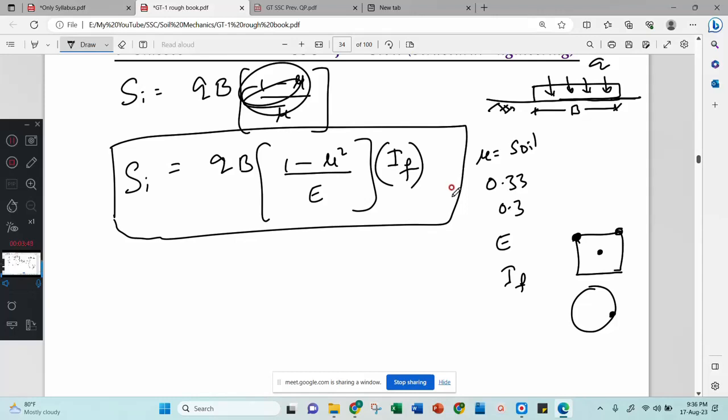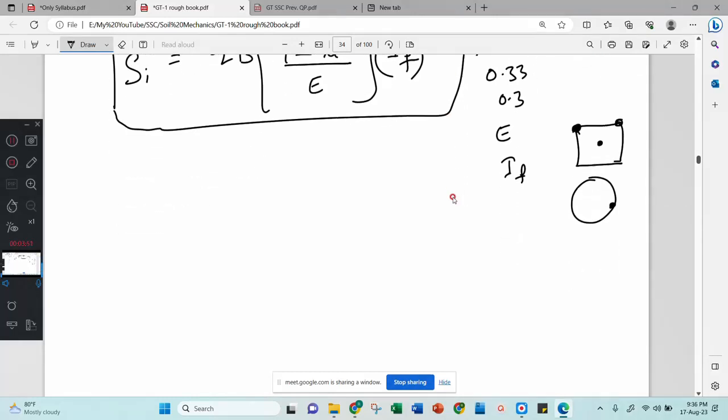Okay. After immediate settlement, when you know that the immediate settlement is already set, then after that the consolidation settlement will start. This consolidation settlement is also called primary compression.